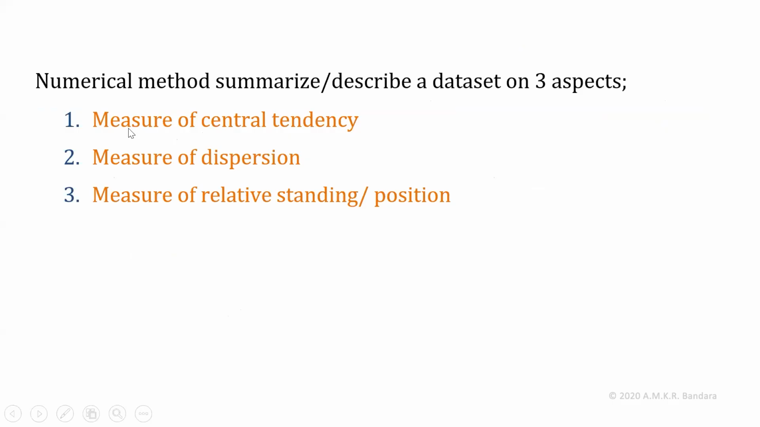Numerical method, we can describe dataset on three aspects. That is, first aspect is measure of center. We called as measure of central tendency. Second aspect is measure of spread. We called as the measure of dispersion. Other aspect is measure of relative standing. Here we are describing relative position of data points with respect to all other data points in the data set.